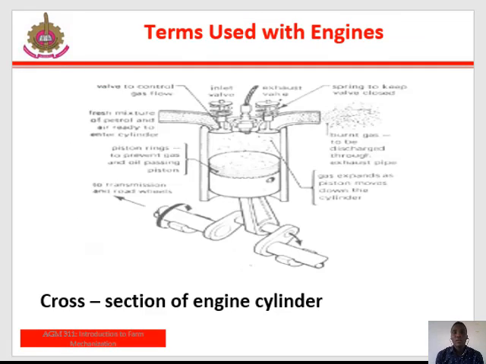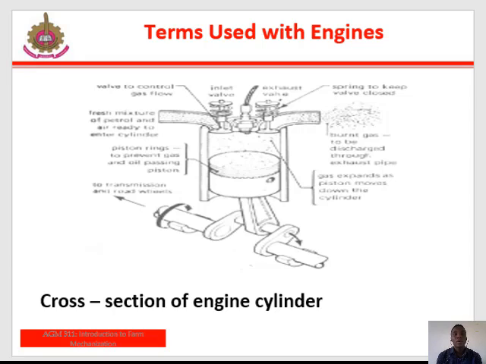Then the next thing we are going to be talking about is the terms associated with engines. To be able to understand the difference between the spark ignition and the compression ignition engine, there is need to know and be familiar with some terms commonly used with the engine. The first term we are going to be talking about is the clearance volume. The clearance volume is the space above the piston within the cylinder.